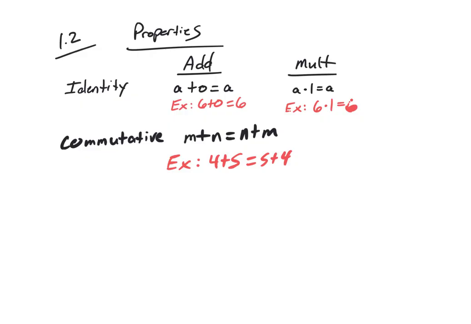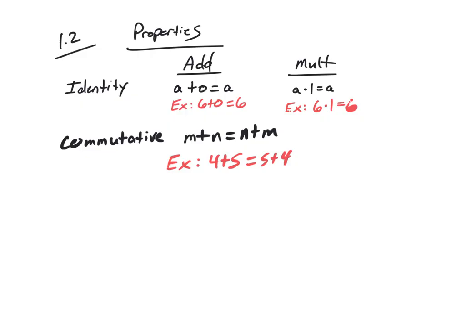When I add 4 plus 5, I get 9. If I flip it around and do 5 plus 4, still 9. Order doesn't change my answer. I can't do that for subtraction, because if I did 5 minus 4, that would give me 1. And if I did 4 minus 5, what would that give me? Negative 1. So it doesn't give me the same answer. That's why we don't have a commutative property of subtraction.